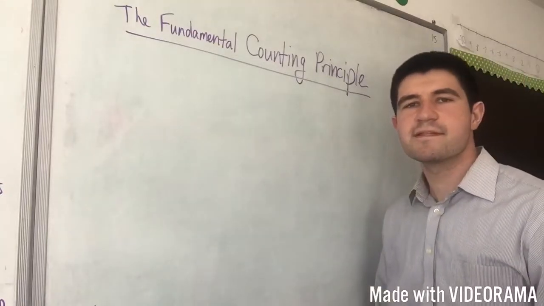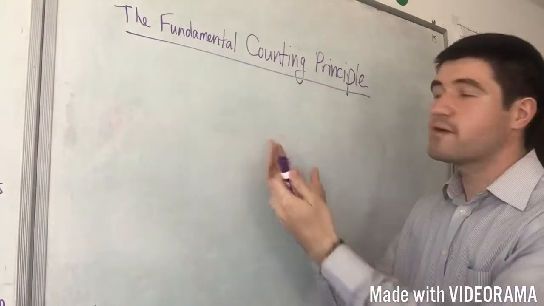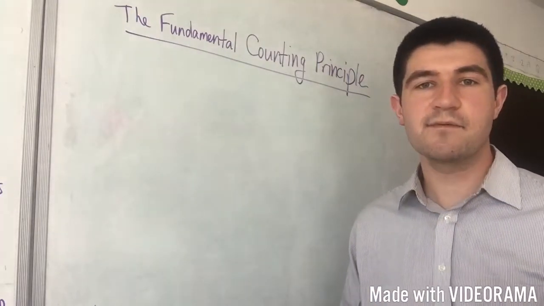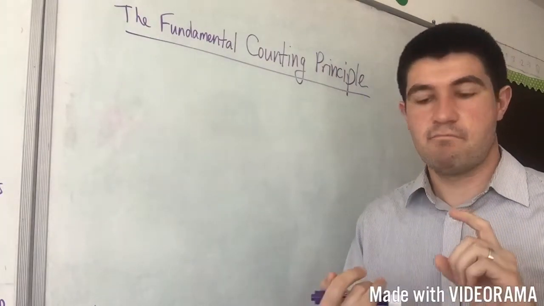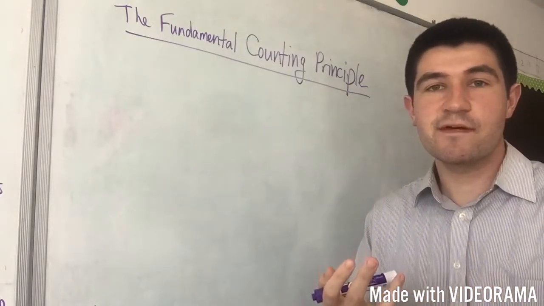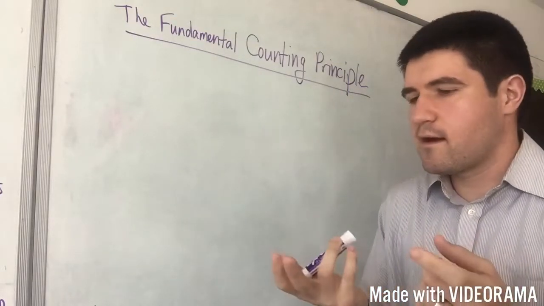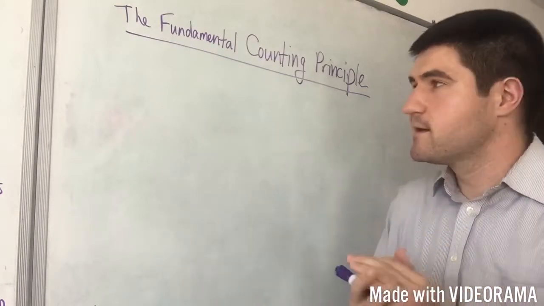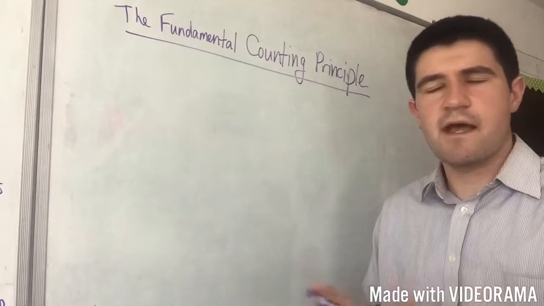I'm Mr. Ambrose, and this is the fundamental counting principle. The fundamental counting principle helps us to combine things and make our life easier when it comes to examples like license plate possibilities, sandwiches we can order at Subway or any other restaurant, how many outfits I can wear based on the number of clothes I own. So it just makes our lives easier, and we'll see how.